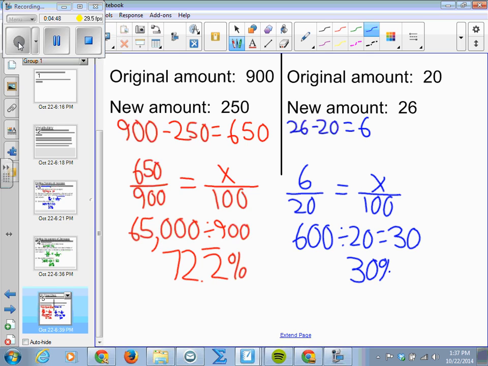Not shown in the video is when you have other parts of the problem to find. But you guys now know how to work the proportion. So expect to see problems where you have to find different parts of the problem. This concludes your percent of increase and decrease lesson.